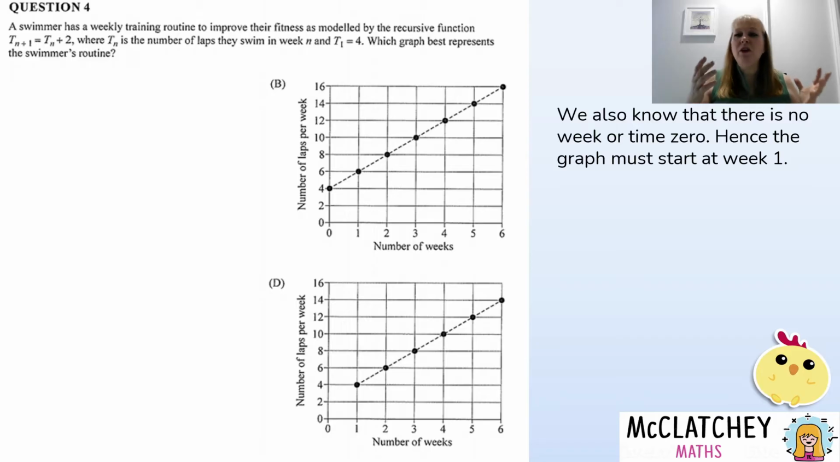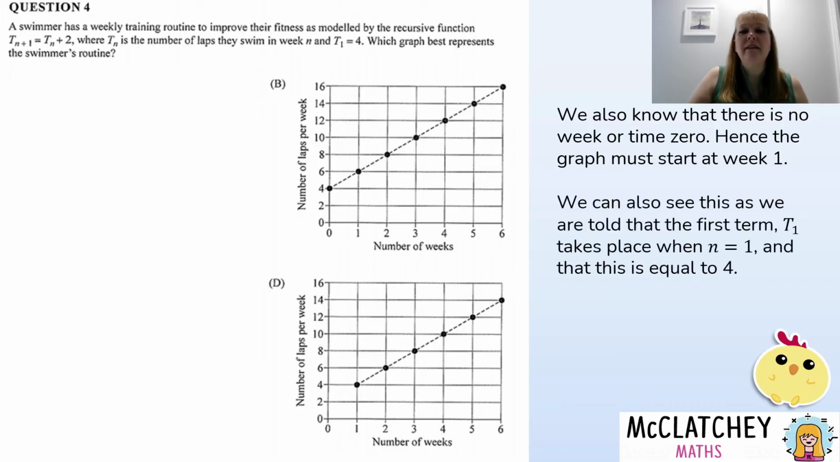We've got some key information there. One thing we would know is that there is no week 0 or no time 0. A person starts swimming in the first week. So in week 0, they're not actually doing any swimming. So we know that our graph has to start at week 1. That's a logical check that you could do. But also looking back in that question, we can see that our first term is equal to 4. And that's the term in week 1. That's what that n here means. You can see here Tn, T1, week 1. That's our clue.